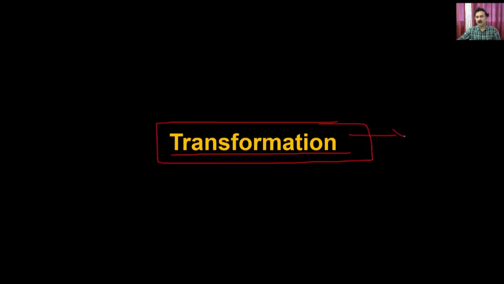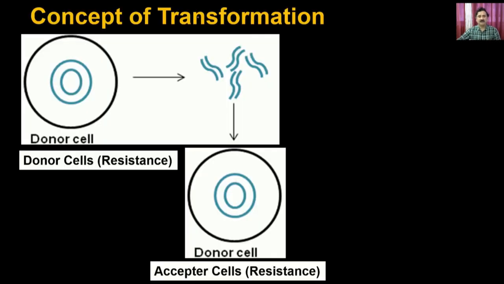So, transformation is the delivery of DNA into bacteria. Transformation was discovered where DNA is transferred from one bacterial species to another, and that's how transformation was found to be the mechanism through which bacteria transfer resistance from one bacterium to another.